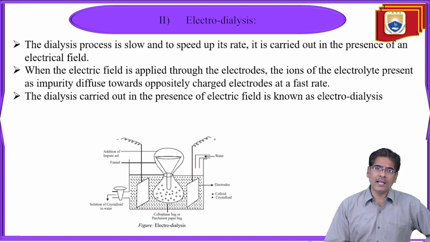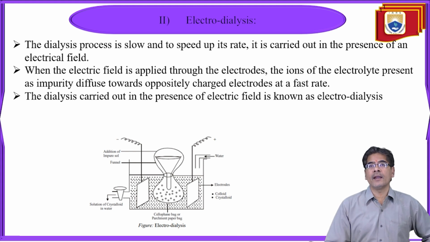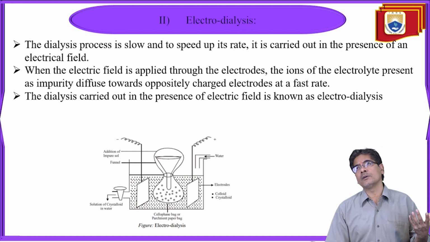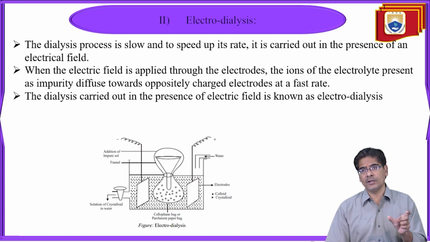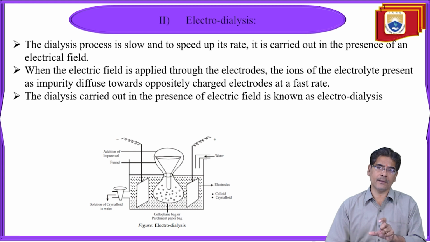So the dialysis process is slow, and in order to speed it up, we go for another type of purification of colloids, that is electrodialysis, where the purification is done in the presence of an electric field. When the electric field is applied through the electrodes, the ions of the electrolyte present as impurity diffuse towards the oppositely charged electrodes at a faster rate.